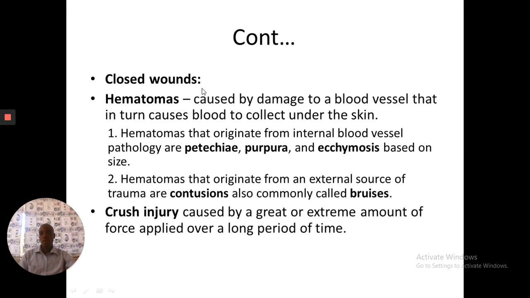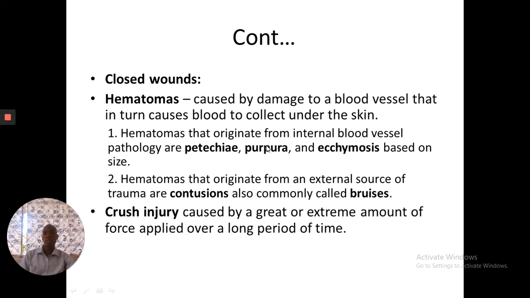Now, when you talk of closed wounds, this is where the skin is intact, but the architecture of tissues underneath has been disrupted, and you can get mainly hematomas here. And hematomas, this is generally a blood clot under the skin. Caused when blood vessels are ruptured under the skin, causes bleeding, and the blood generally will clot under the skin.